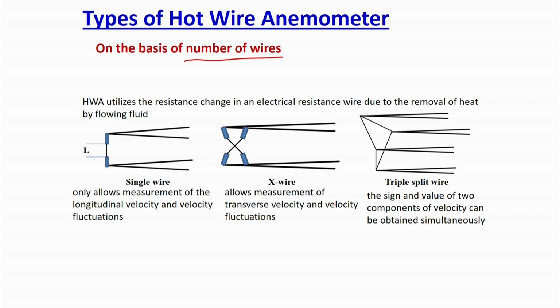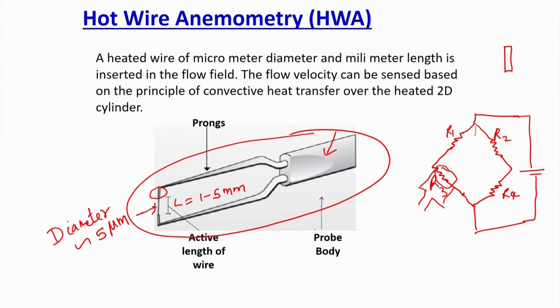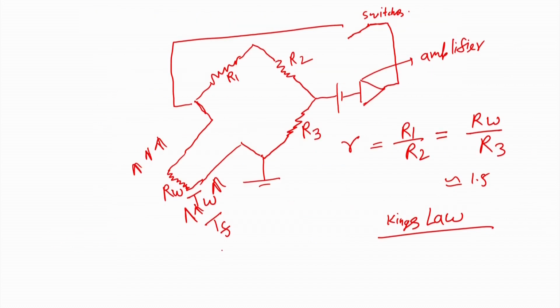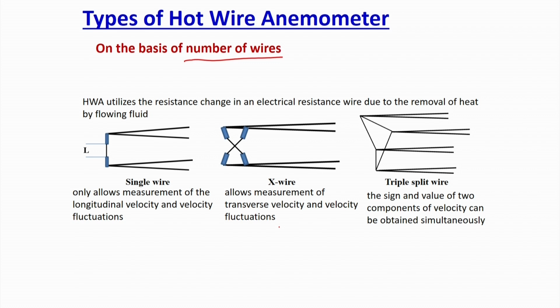The first one is called single wire, as I have discussed, and the photograph I have already shown you. This is a single wire anemometer. The single wire anemometer is placed in the flow. Suppose this is the flow, the fluid will pass this way. The cylinder is exposed to the fluid, and it will be like a flow past an immersed body.